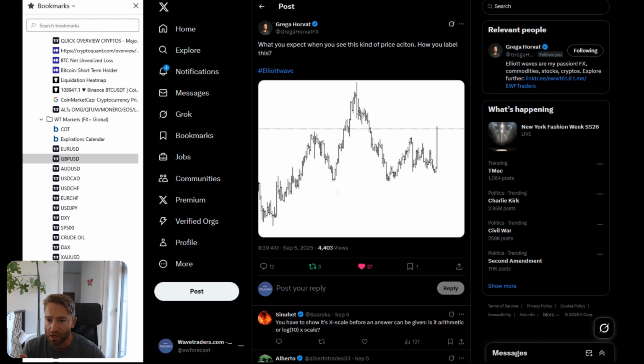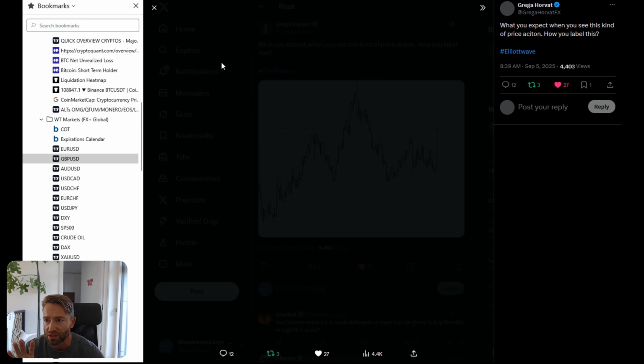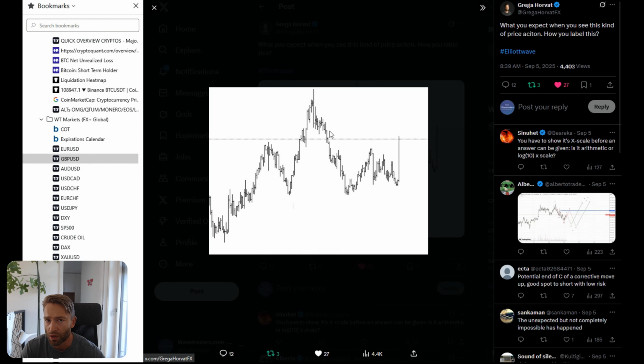So last week, I posted this chart on Twitter. As you know, I share a lot of stuff there as well. And I said, how would you apply the wave count on this chart? Well, I got a lot of different answers, but for me, this looks like a textbook example. I didn't tell anyone which market this is. I will show this in a second.